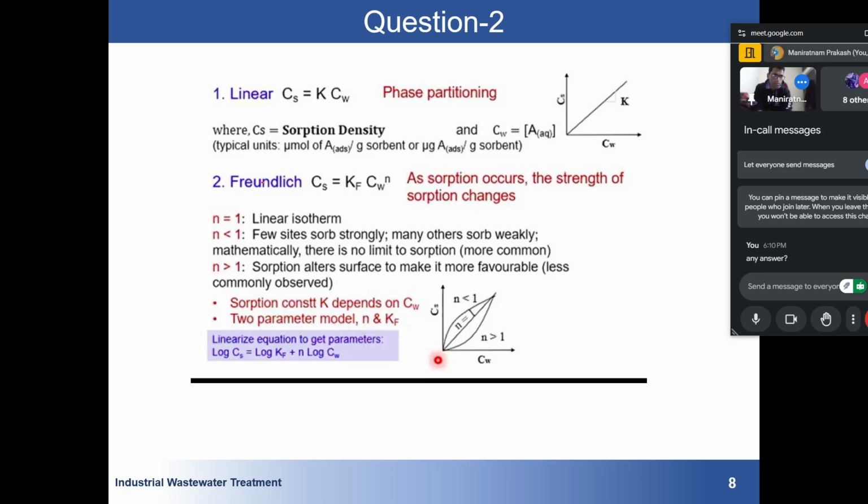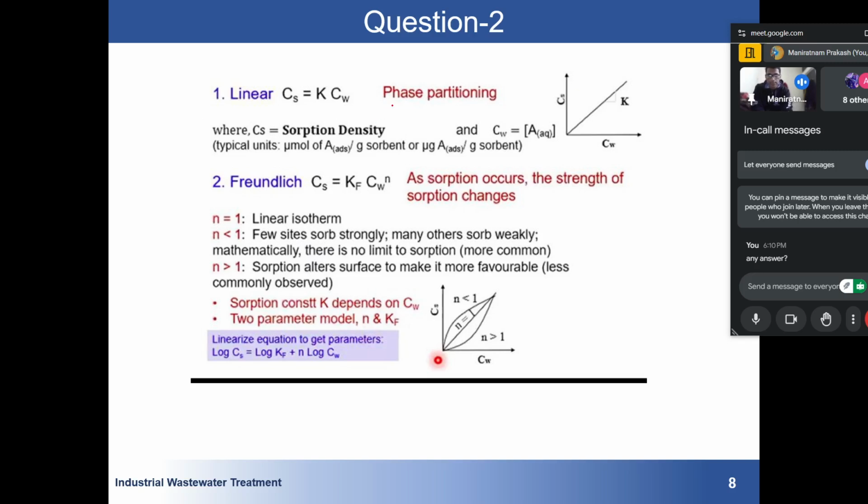I hope everyone is aware. Anyone? Any doubt about what this isotherm, the adsorption isotherm, is? No response. Then I am assuming that you know. No response means whatever I have assumed, that you know, so I will move forward.